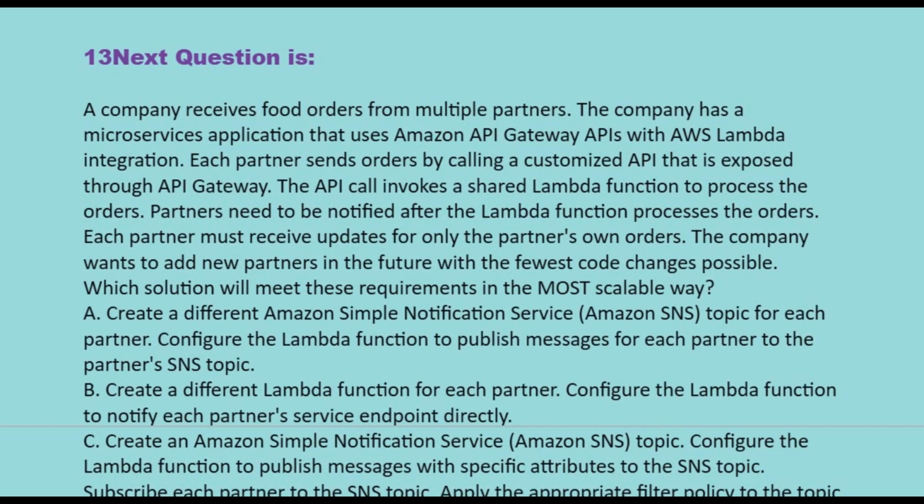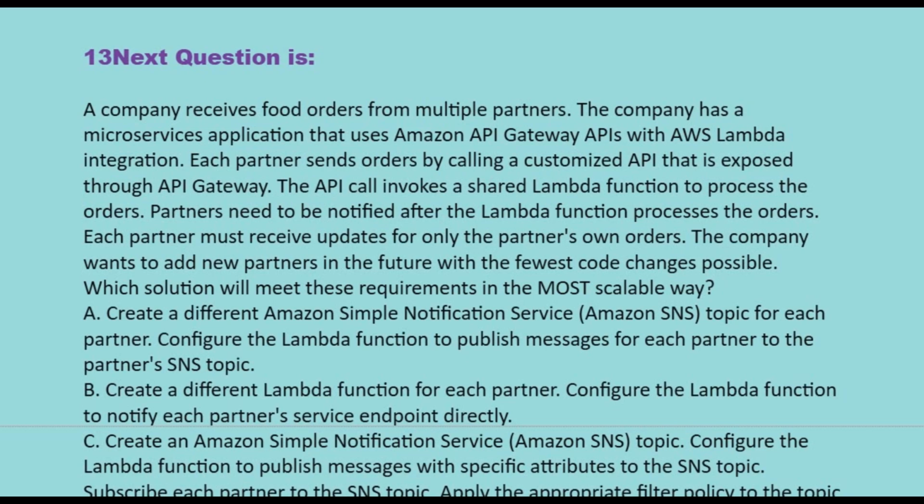Question is, a company receives food orders from multiple partners. The company has a microservices application that uses Amazon API Gateway APIs with AWS Lambda integration. Each partner sends orders by calling a customized API that is exposed through API Gateway. The API call invokes a shared Lambda function to process the orders.